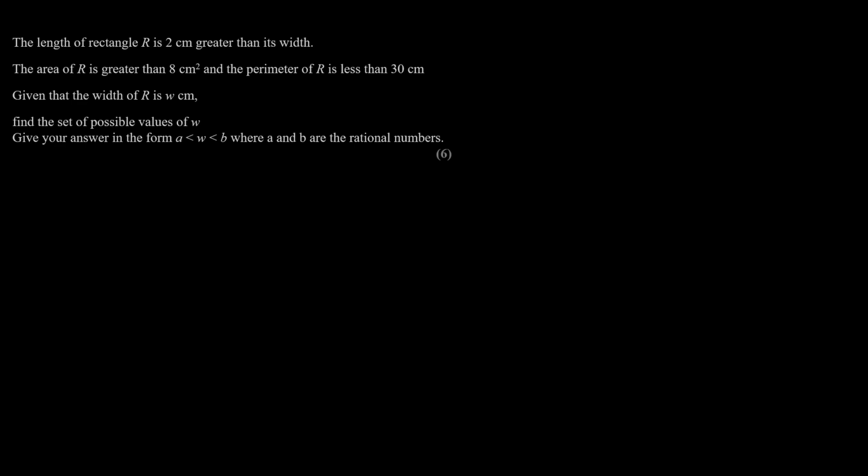The length of a rectangle is 2 centimeters greater than its width. So L equals W plus 2, where L represents length and W represents width. The area of a rectangle is the product of length and width, and the area is greater than 8. To find the possible values of W, we substitute L for W plus 2.